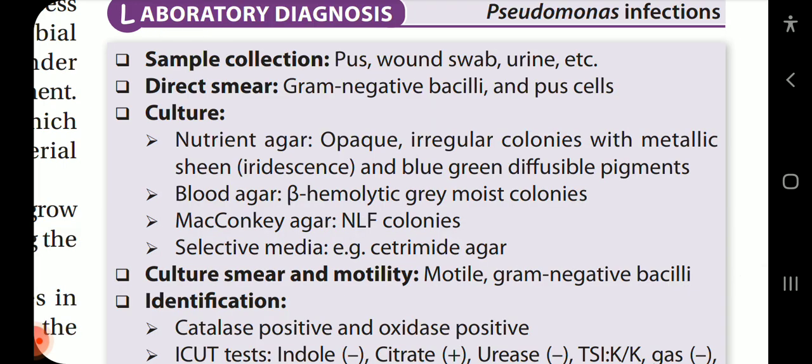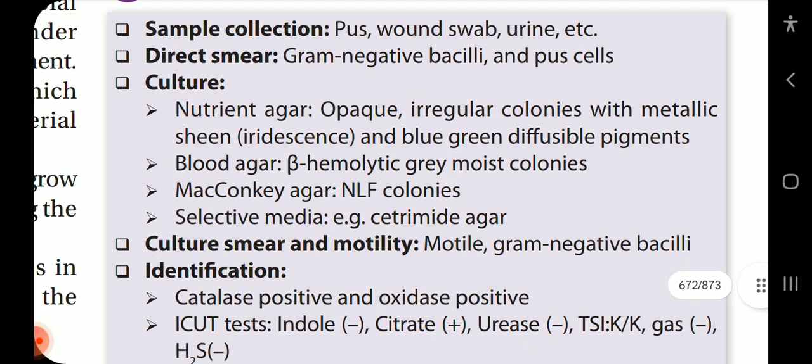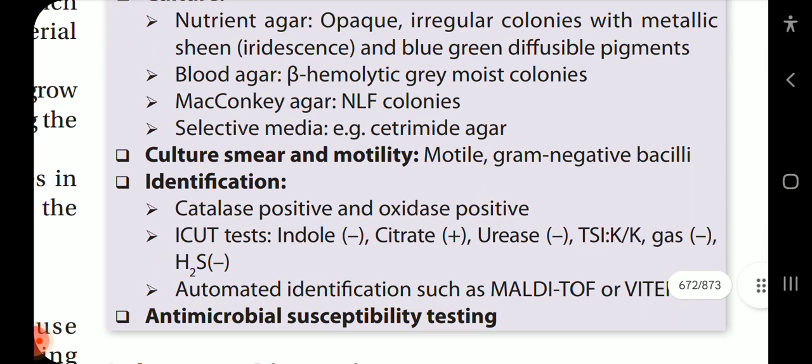Culture: nutrient agar gives opaque irregular colonies with metallic sheen, iridescence, and blue-green diffusible pigments. Blood agar produces beta hemolytic grey moist colonies. On MacConkey agar, it produces NLF, non-lactose fermenting colonies, and the selective media is cetrimide agar. Culture and smear motility: motile gram-negative bacilli are seen.